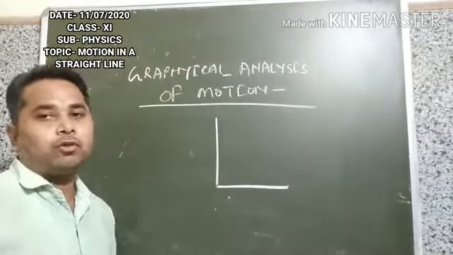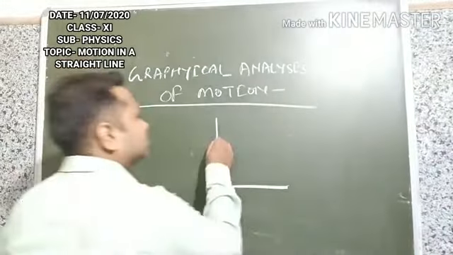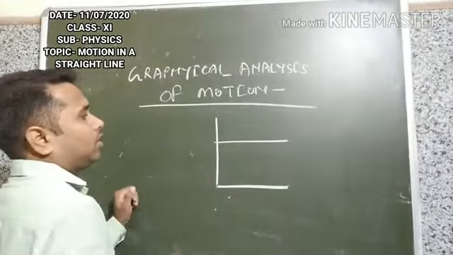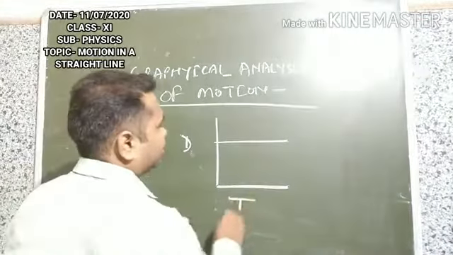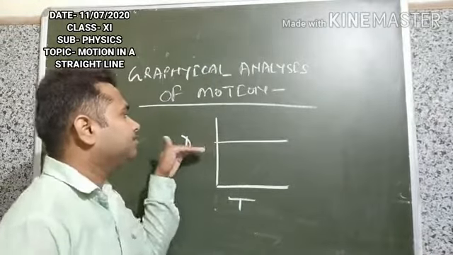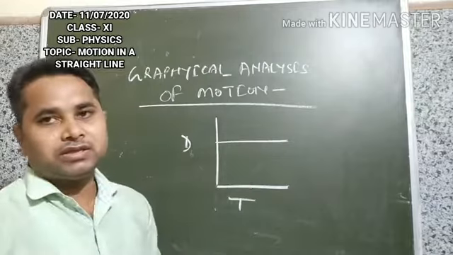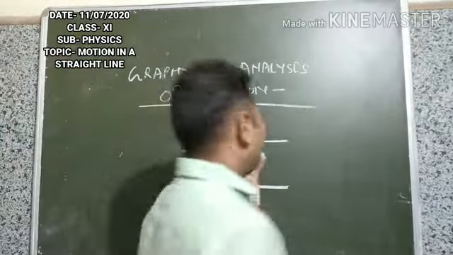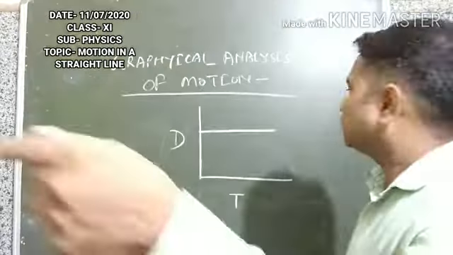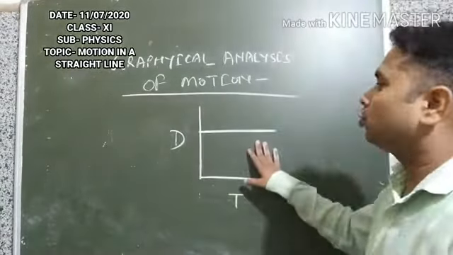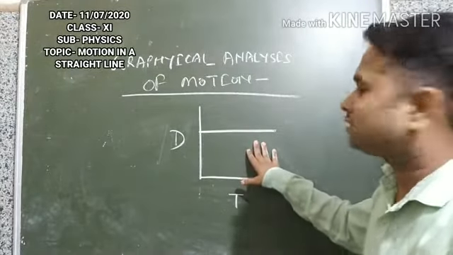In case first, when the object is at rest, now see here, suppose the distance time graph for rest is represented by this straight line parallel to the time axis. Now what is the slope of this line here? This is your question. Find the slope of this line here. What is the slope of this line here?